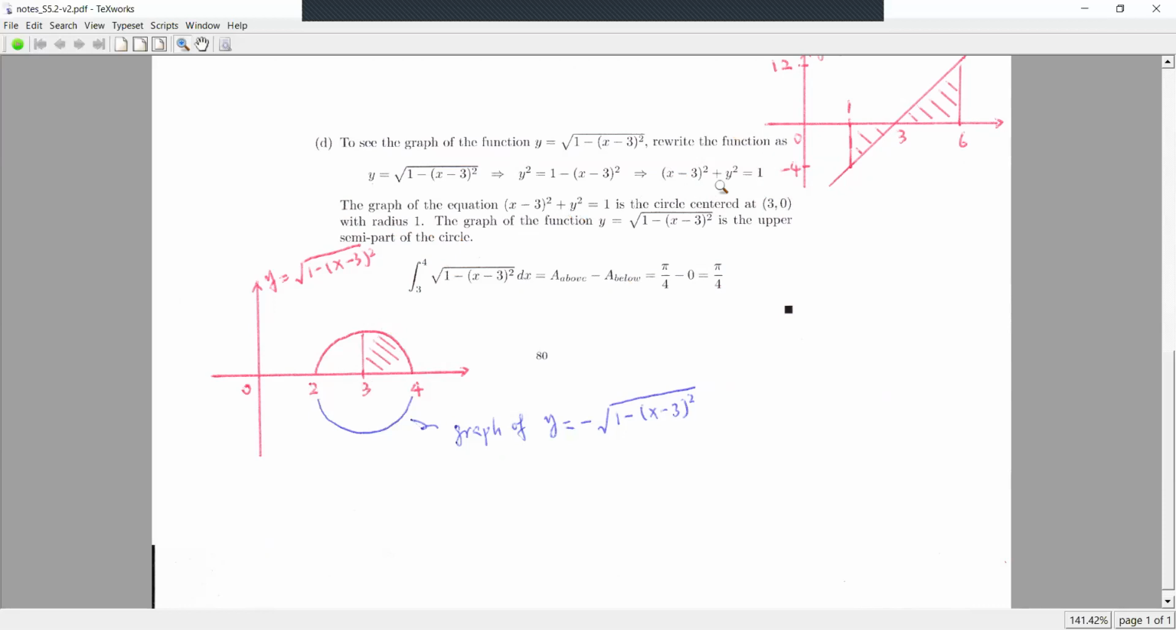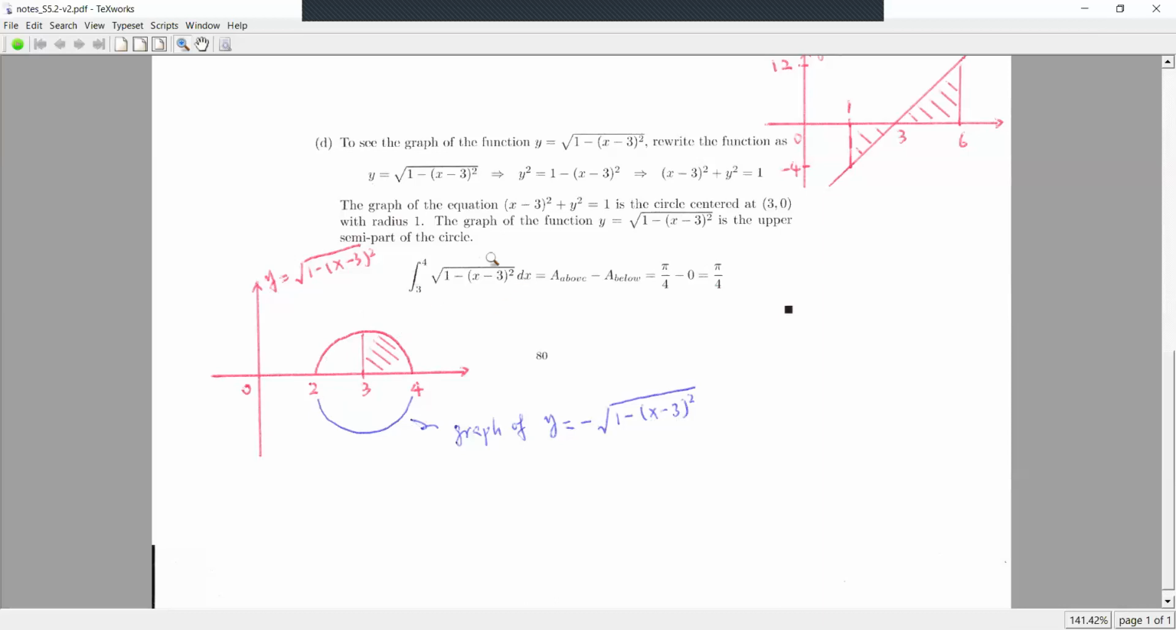This equation actually contains two functions. One function is this. The second function is this. The graph of this function is the upper semicircle. The graph of this function is the lower semicircle.